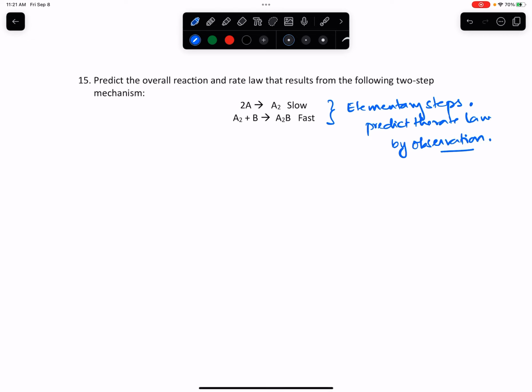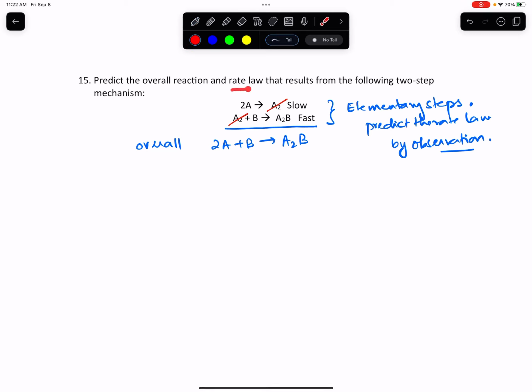All right, so once we understand that, let's go ahead and try to predict the overall reaction. So the overall reaction is simply adding these two together. And when we add these two together, the A2 cancels out. That's an intermediate in the reaction. And essentially what you have on the left-hand side is 2A plus B gives you, and on the right-hand side you have A2B. So that's the overall reaction.